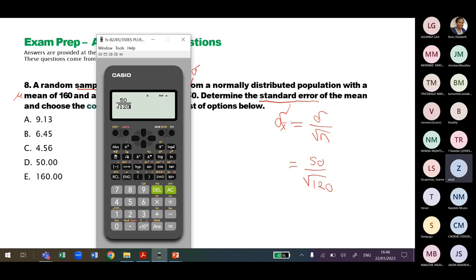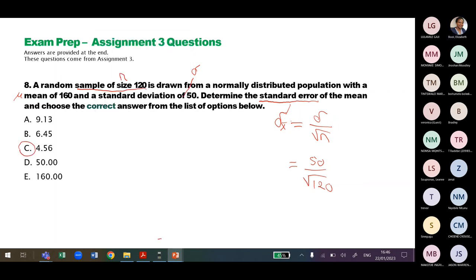It's 4.56. And the answer is 4.56, which is option C. Easy, right? Straightforward and easy.